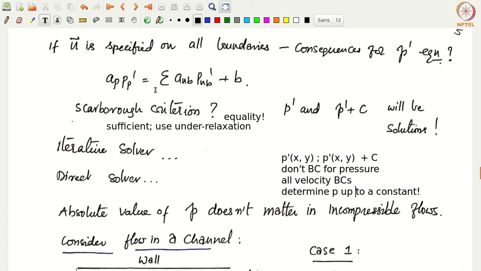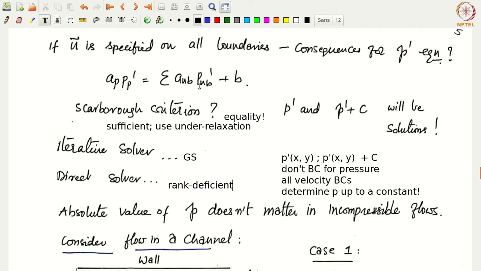All right. Then how do the iterative solvers and direct solvers behave? If you are using an iterative solver like Gauss-Seidel, then this will converge. Otherwise, you have to use some kind of under-relaxation. And what will be the consequence for a direct solver? When you have all velocity boundary conditions, what we're talking about is a rank deficient system, right?